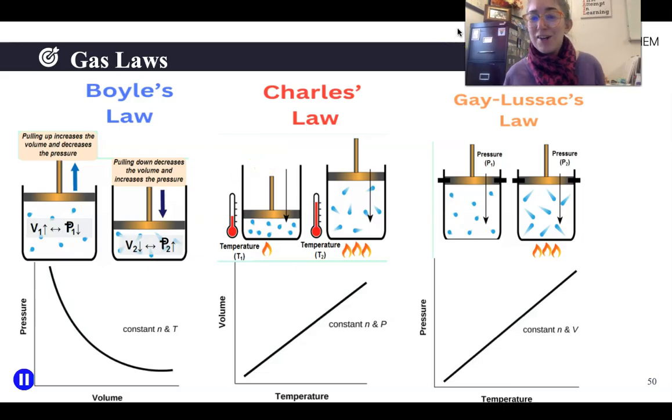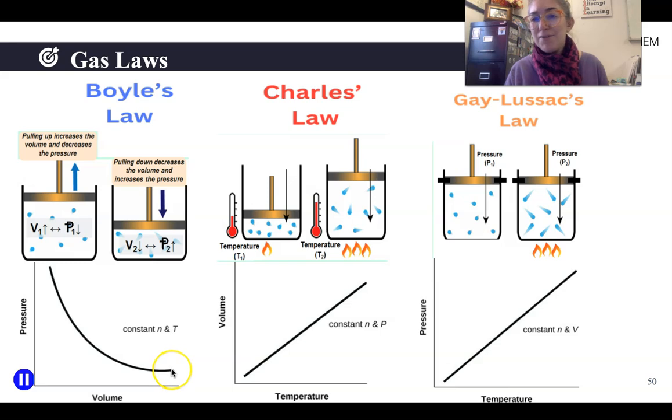And so there are a number of gas laws that were discovered. Relationships basically between volume and pressure of a gas. The more pressure you put on the gas, the lower the volume. So you push down on that piston, you lower the volume, you increase the pressure.